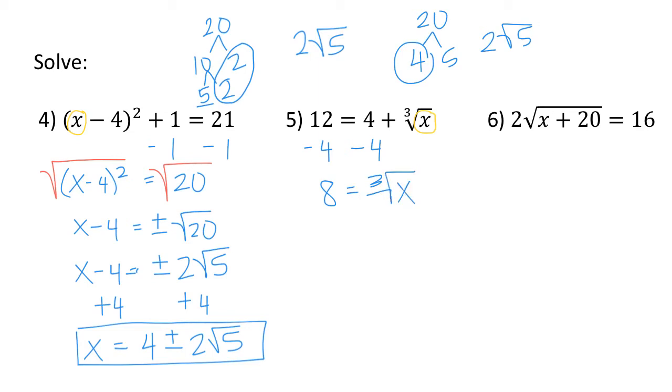And then to undo a cube root, I want to do the inverse of that so that I just have x. I don't have cube root of x. So I'm going to cube both sides. 8 cubed means 8 times 8 times 8, which is 512 equals x.